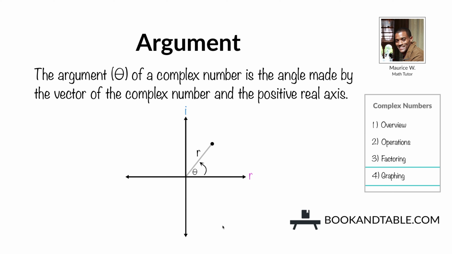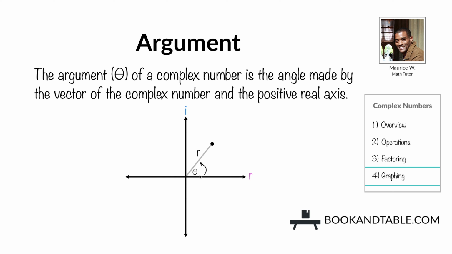Let's now discuss what an argument is. The argument, theta, of a complex number is the angle made by the vector of the complex number and the positive real axis. So we have our positive real axis here. The argument, or the angle theta, is equal to the degrees from the positive real axis to our modulus, or the line that represents our modulus here.